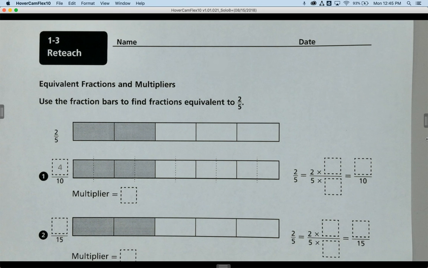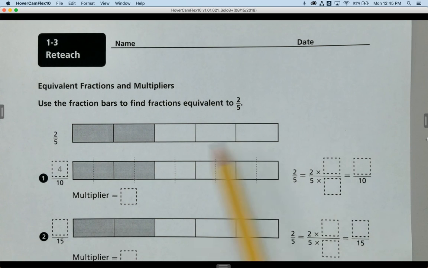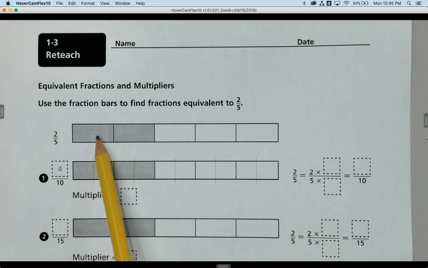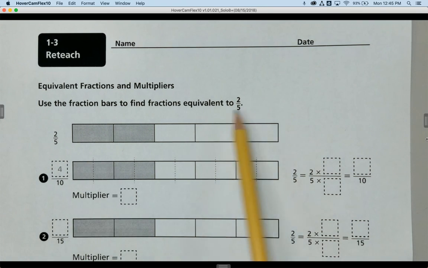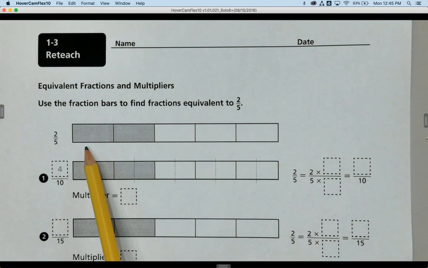And that operation could be multiplication if you're starting with smaller numbers and going to larger numbers, or it could be division if you're starting with larger numbers and going to smaller numbers. Let's see that in action. Number one, here we've got the original fraction that practice problems 1 and 2 are going to be referring to as 2/5. Clearly, this model has been divided up into 5 equal parts. 2 of them have been shaded. Therefore, the model at the top represents 2/5.